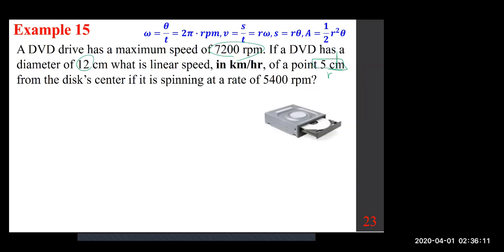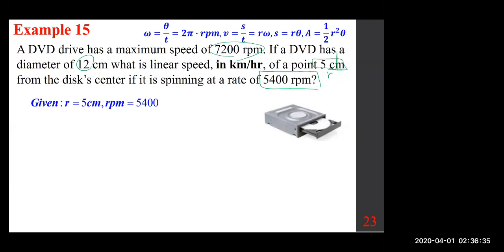Is everybody clear what we mean by that? And the RPM, that's the maximum RPM of 7,200. But at this moment that we are interested in calculating, we are dealing with 5,400 RPM. So it's important to see the given is not the top portion that we are interested in. The given is 5 centimeters as the radius, RPM is 5,400. Both of them are good information to have. They do not enter the calculation.